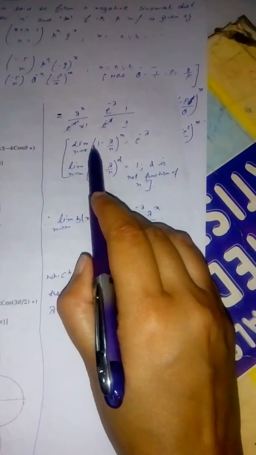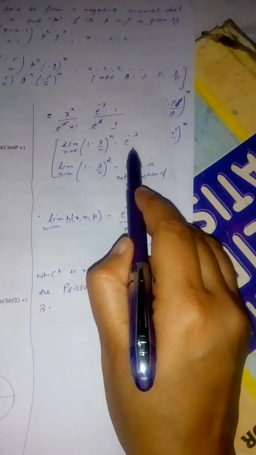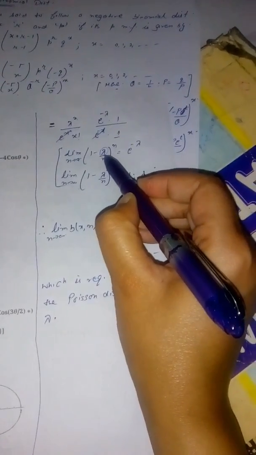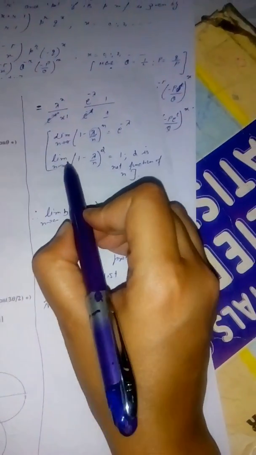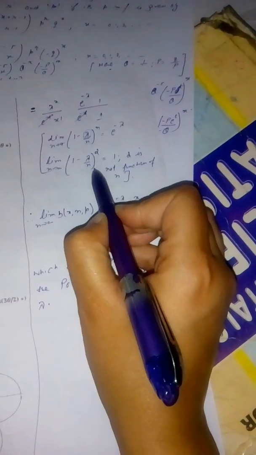Now we use these two results. Limit n approaching infinity of 1 minus lambda by n, whole raised to n. Here is n, here is n. The answer is e raised to power this quantity. Here it is lambda, so I write here e raised to power minus lambda. So if n approaches infinity, 1 minus lambda by n.